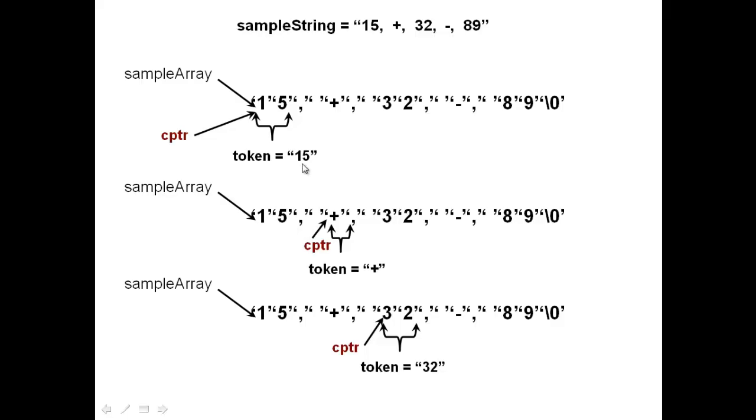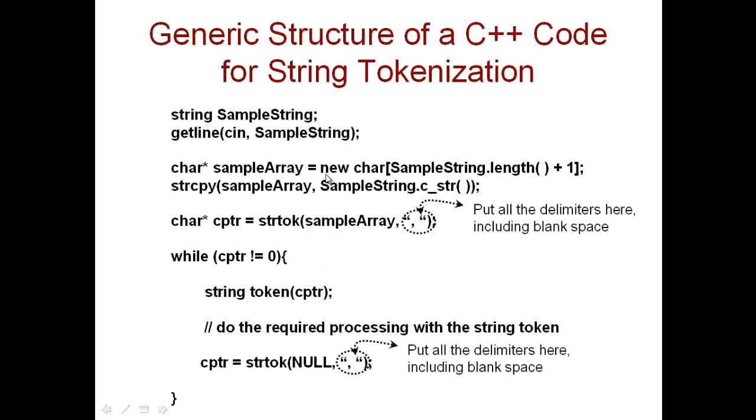So in this case, after the 15, you see a comma, which is a delimiter, and then the blank space, which is a delimiter. But now you see a plus, and again a delimiter after that. So the CPTR will point to this plus and nothing after that. So that's a delimiter. So you will extract just this plus as a token, and that is a math operation. So you will check whether it's a math operation or an integer and then process. So I simply say here, do the required processing with the string token.